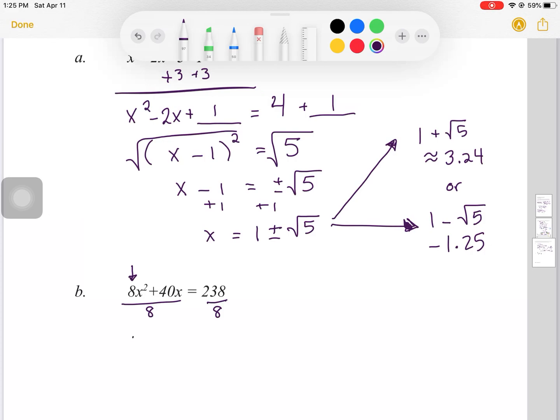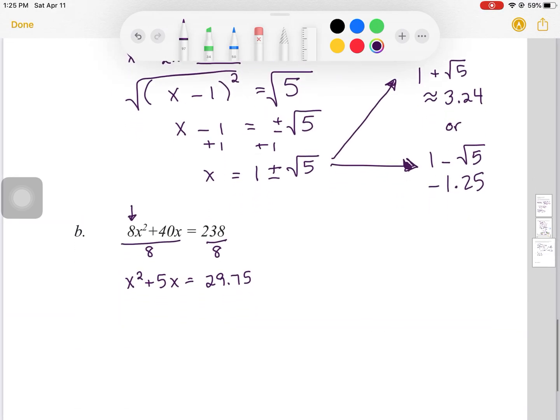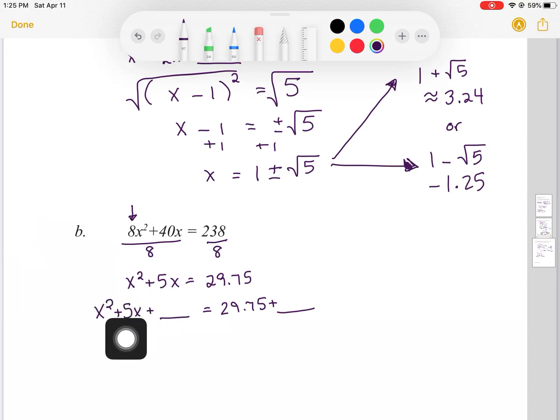And when I divide both sides by 8, I get x squared plus 5x equals 29.75. Now, at this point, it really doesn't matter what's on the right-hand side. The catch is that, oh, I forgot to put my pluses in. I'll do that now. So I'm going to have x squared plus 5x plus blank equals 29.75 plus blank. So the catch is that I can make this a perfect square trinomial on this side by finding half of 5, which is 2.5, and squaring it.